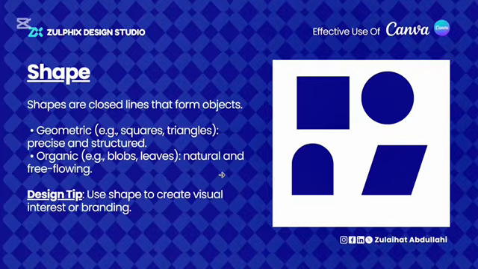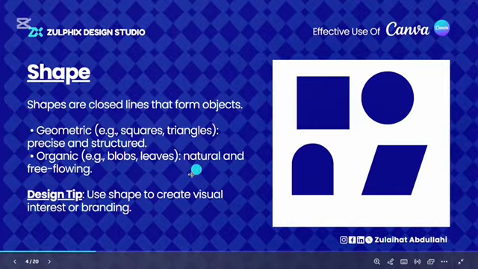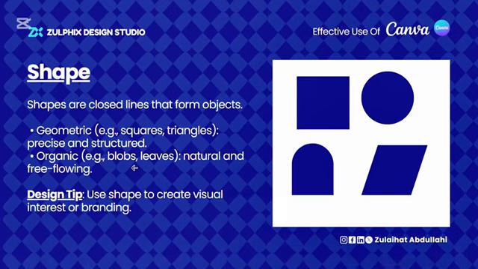So the next element is a shape. Shapes are closed lines that form objects. We have geometric shapes like squares, triangles, which are precise and structured. And we have organic shapes like blobs, leaves, natural and free flowing. So the design tip here is use shape to create visual interest or branding.